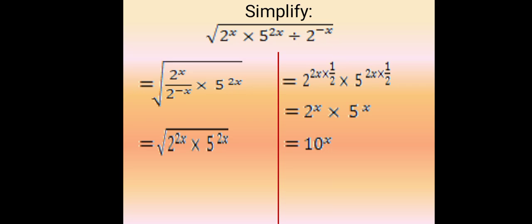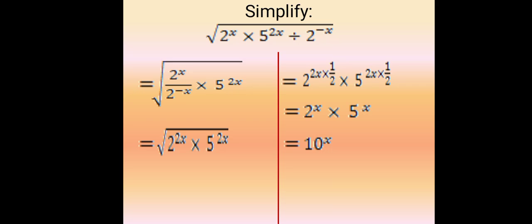Simplify 2^x times 5 raised to the power of 2x divided by 2 raised to the power of negative x, and then get the square root of all those values. Now we can collect the like terms: we divide 2^x with 2 raised to the power of negative x, then multiply by 5 raised to the power of 2x.